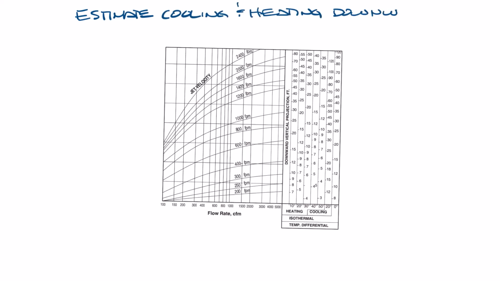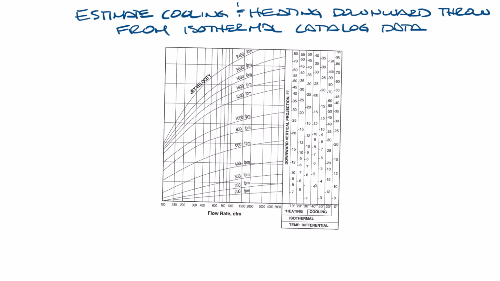So let's move this over and look at it. This downward vertical projection chart is super useful for this. Using this chart and the diffuser performance, you can estimate the cooling and heating downward throw from isothermal catalog data. If you know the catalog throw of the diffuser is 12 foot, for instance, you can use this chart to see what the downward throw is in cooling and heating at different delta T's.